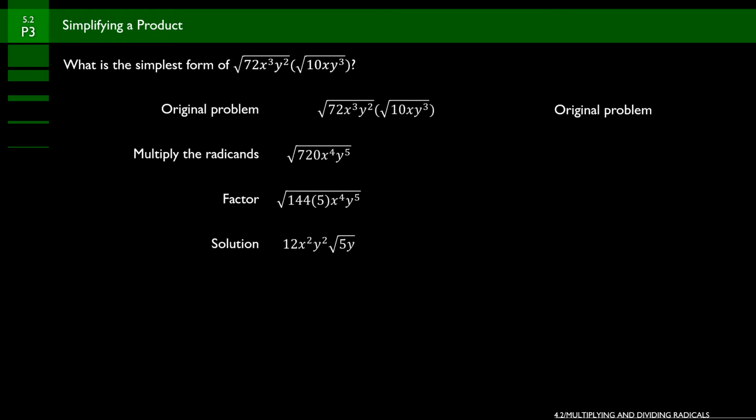Then how many times does the index 2 go into x to the 4th? It goes twice, so we're going to pull an x squared out of the radicand. There's not going to be anything left in because there was no remainder.